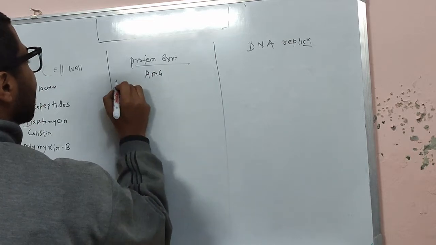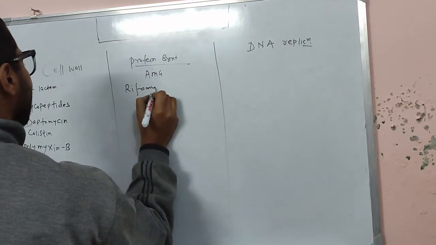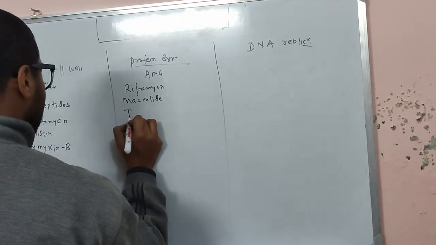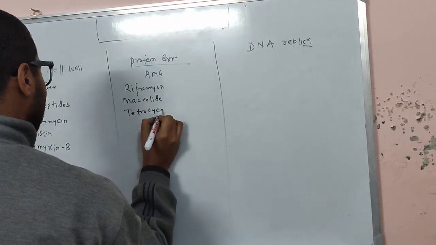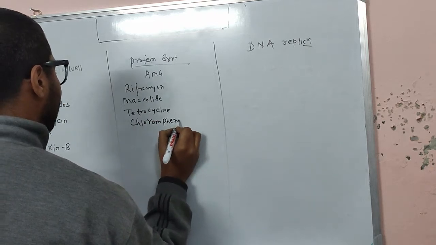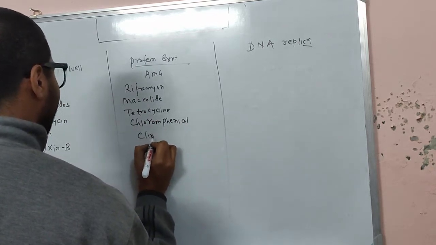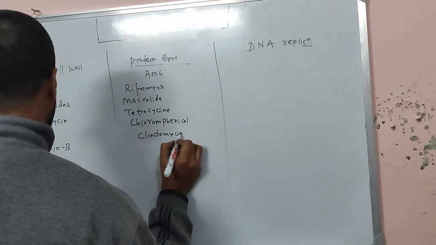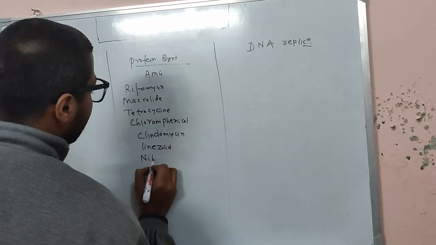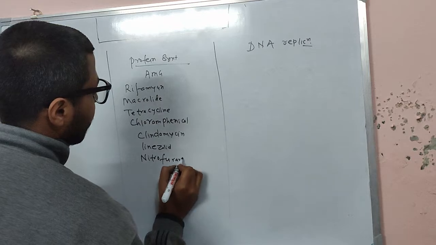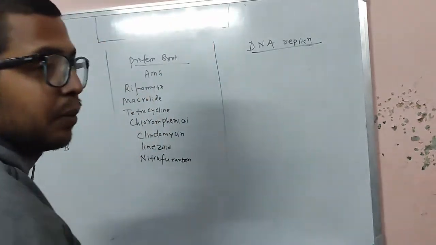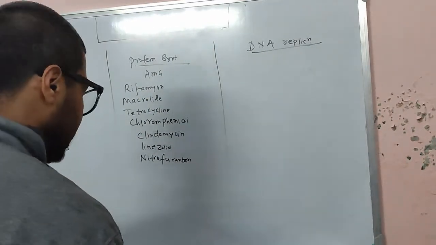Aminoglycosides, rifamycin, macrolides, tetracycline, chloramphenicol, clindamycin, linezolid, nitrofurantoin. Okay, let us stop at this. Now tell me some antibiotics that act as inhibitors of DNA replication.